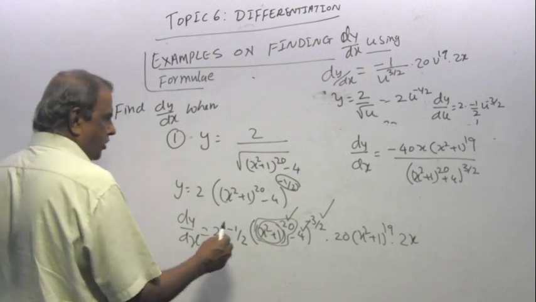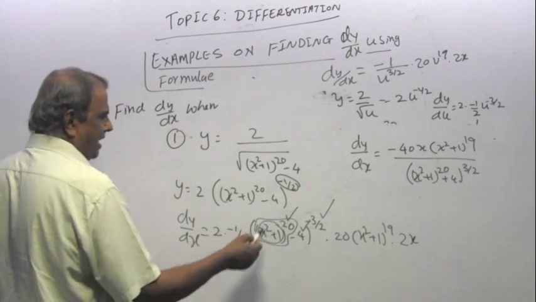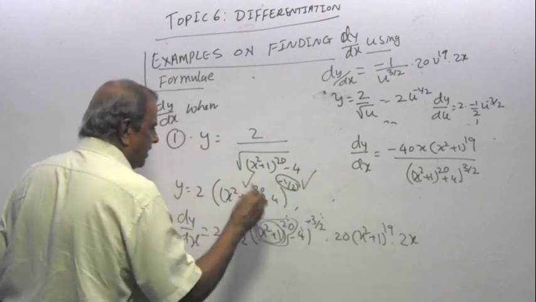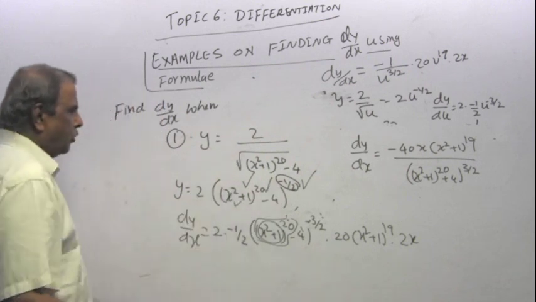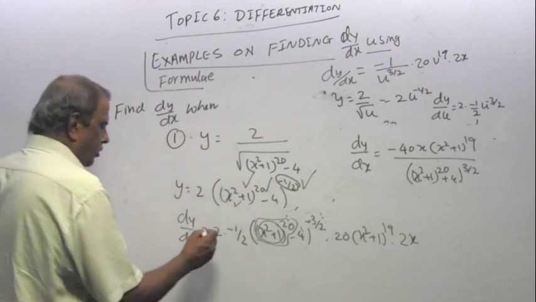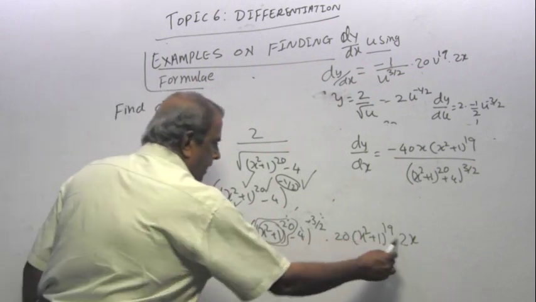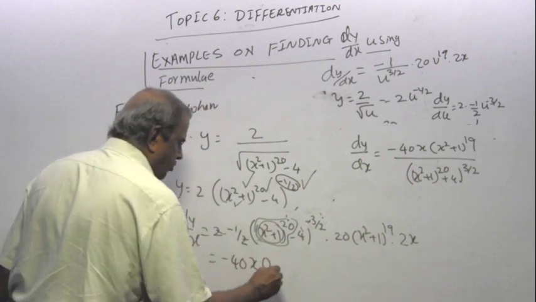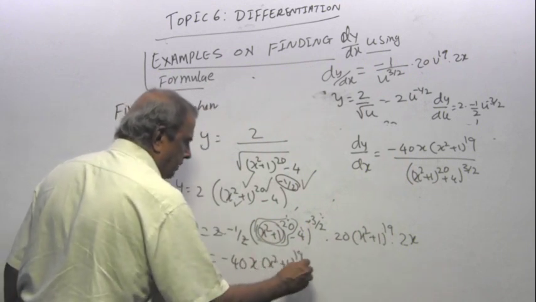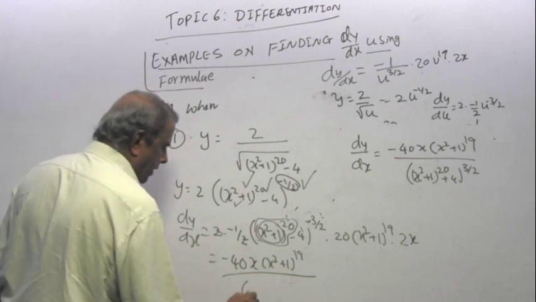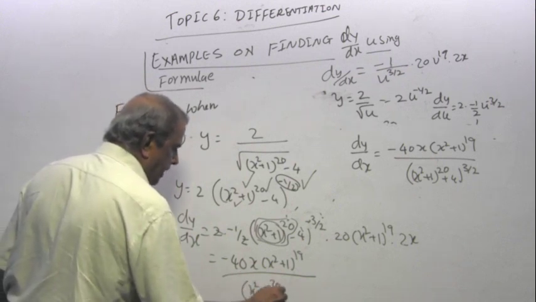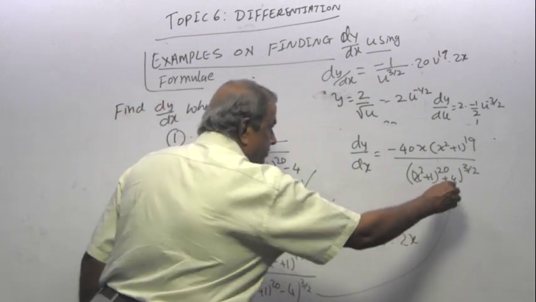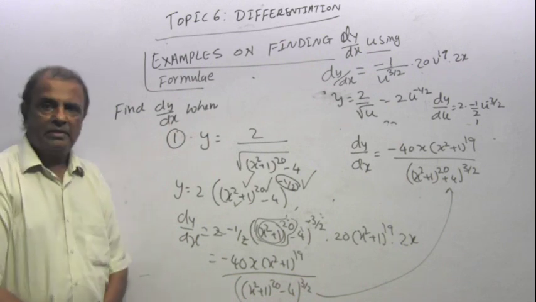Oh sorry, I should have written here. I have done that, I have done that, I have done that. Now I have done that. So put a tick, so you have done everything. So 2 and 2 cancels. 20 times 2 is minus 40. (x squared plus 1) power 19 over ((x squared plus 1) power 20 minus 4) to the power 3 over 2. I got the same answer.